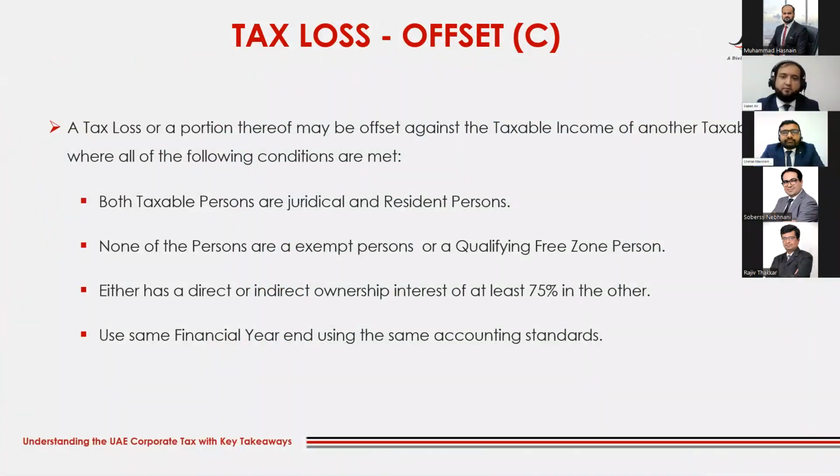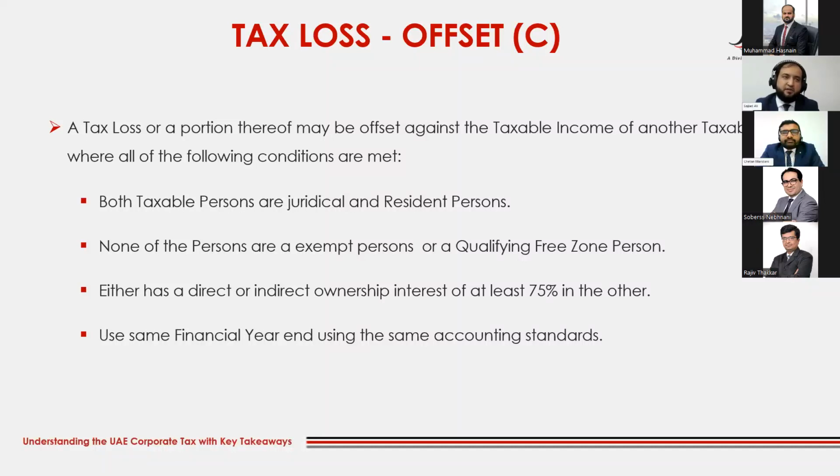Moving to the next slide. As we have discussed, taxable losses can be offset with the next year's taxable profit. Now we will see whether the tax losses of one entity can be offset with another entity. For that, the following criteria have to be met. Both taxable persons should be legal persons and should be resident persons as well.